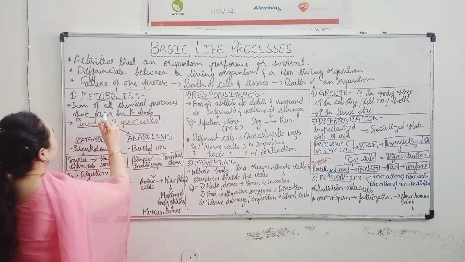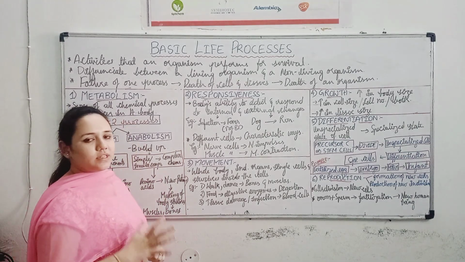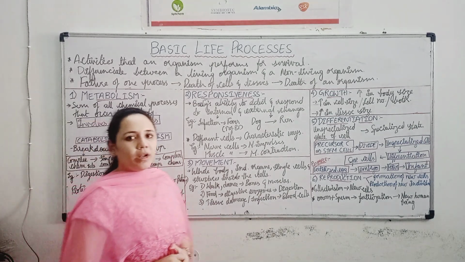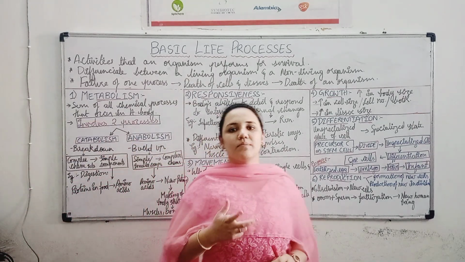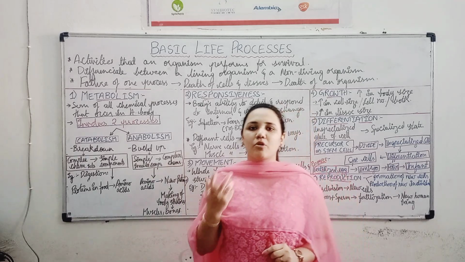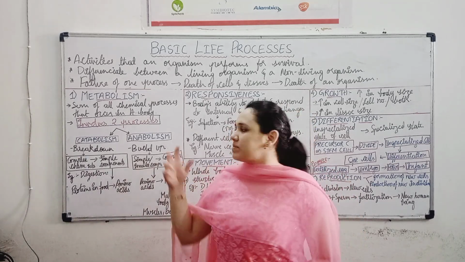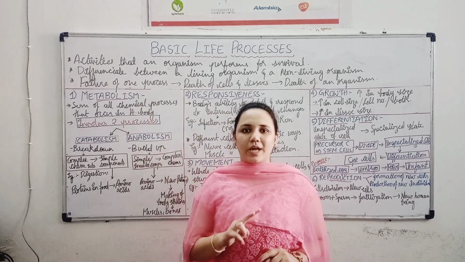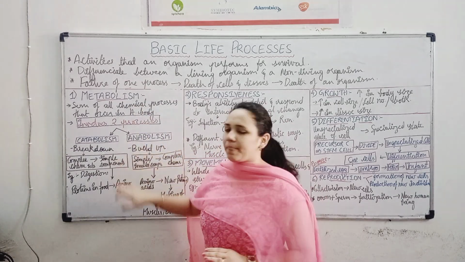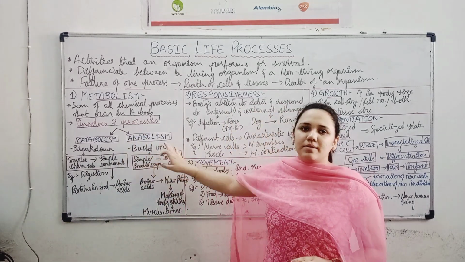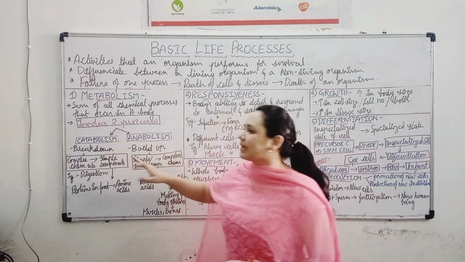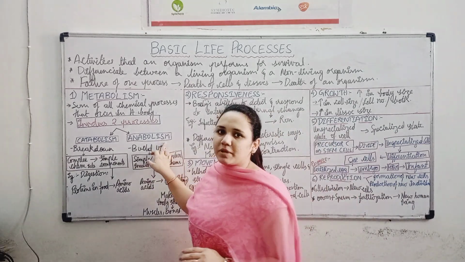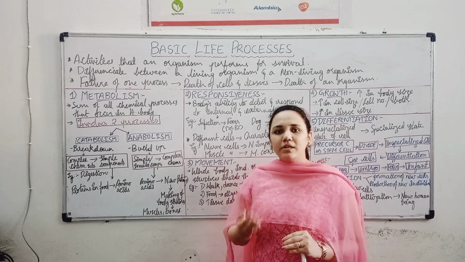The first one is metabolism. Metabolism is nothing but the chemical processes that occur in the human body. All the chemical processes in our body come under metabolism. Metabolism is basically of two types: one is catabolism and the other is anabolism. In catabolism, basically breakdown happens, and in anabolism, build up happens.